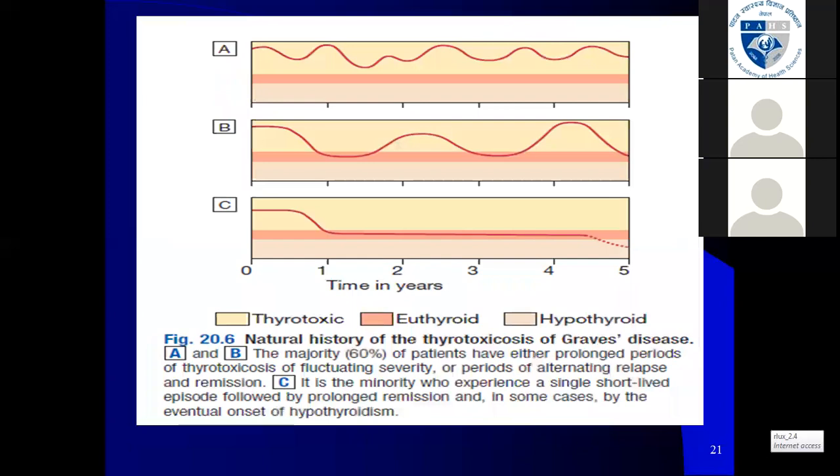So, regarding the natural history of thyrotoxicosis of Graves' disease, here you can see in A and B, the majority, around 60% of the patients, have either prolonged periods of thyrotoxicosis or fluctuating severity, or periods of alternating relapses and remissions. But it is the minority who experience a single short-lived episode followed by prolonged remission. But sometimes there could be hypothyroidism also.